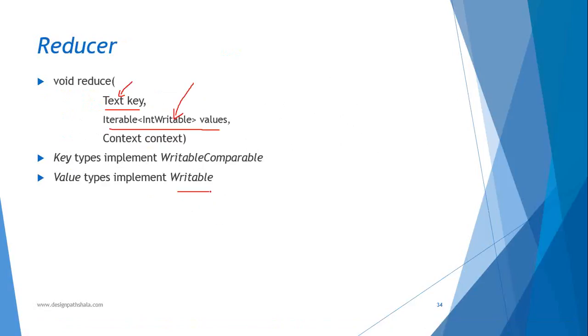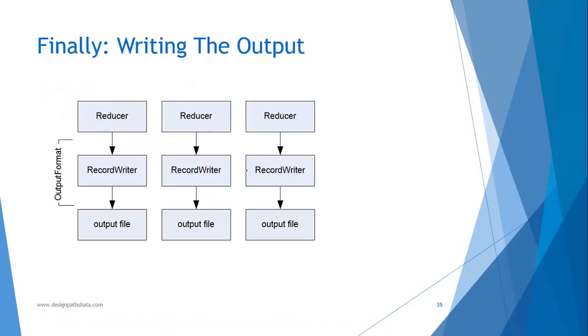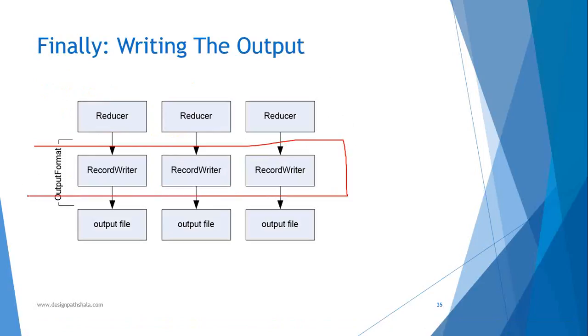And your values are writable, keys are writable comparable. So similar to your record reader, there is something called record writer. What it does is it writes your records, which are produced as an output from a reducer's reduce function, and that is dumped into your HDFS. Okay, so I forgot to tell you a few more things about the record writer, because the writing thing came over here.